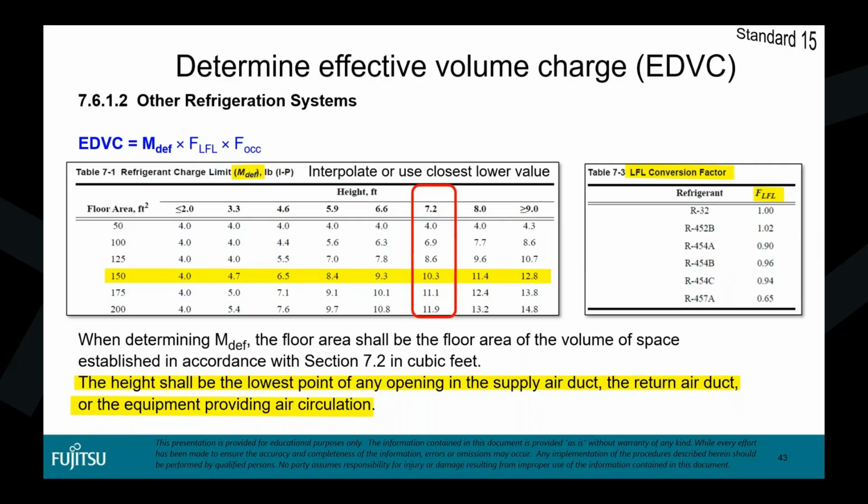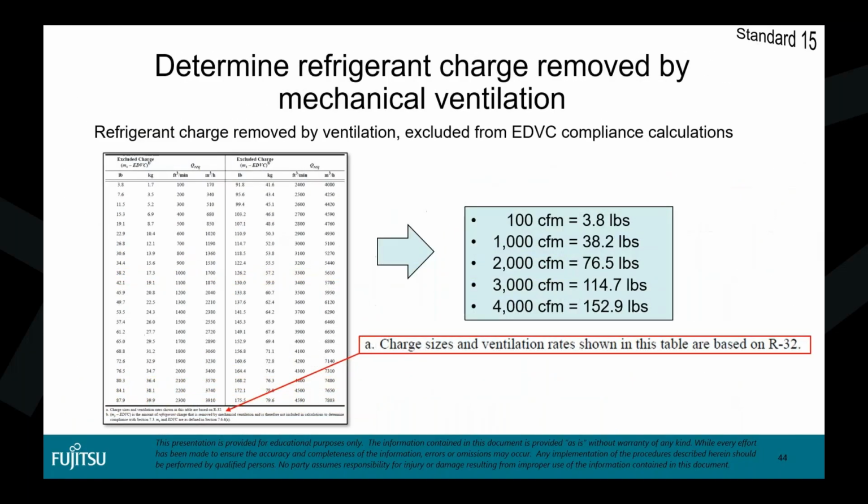So that was systems without ventilation. This standard talks about EDVC without ventilation. We looked at with and without circulation. Now, if you have ventilation, it's kind of straightforward. If you have ventilation, there is an additional factor, an additional EDVC that you can get from a table there.